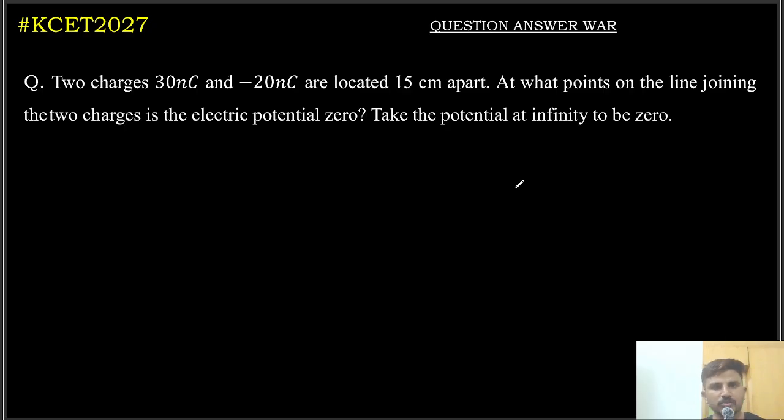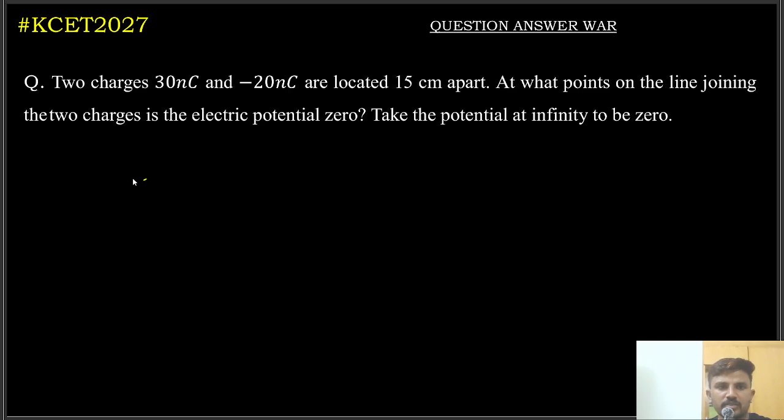We have board level questions for 5 marks. If you understand this, it will help you for your competitive exams also. That's why I have given this here. Two charges 30 nanocoulomb and minus 20 nanocoulomb are located 15 centimeter apart. At what point on the line joining the two charges is the electric potential 0? Take the potential at infinity as 0.